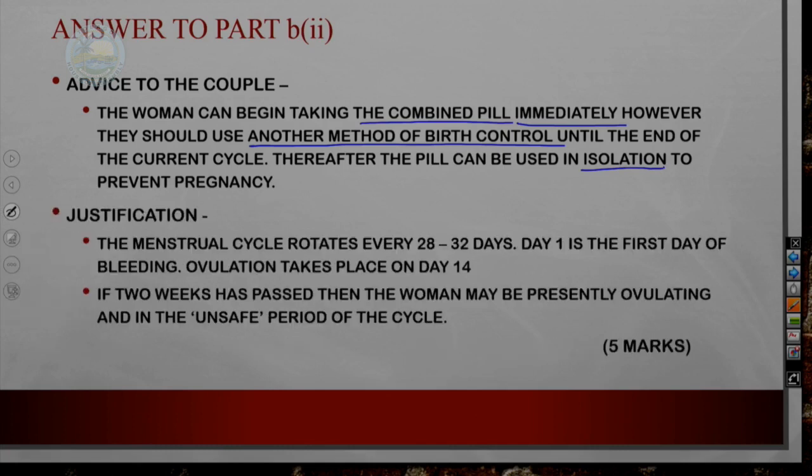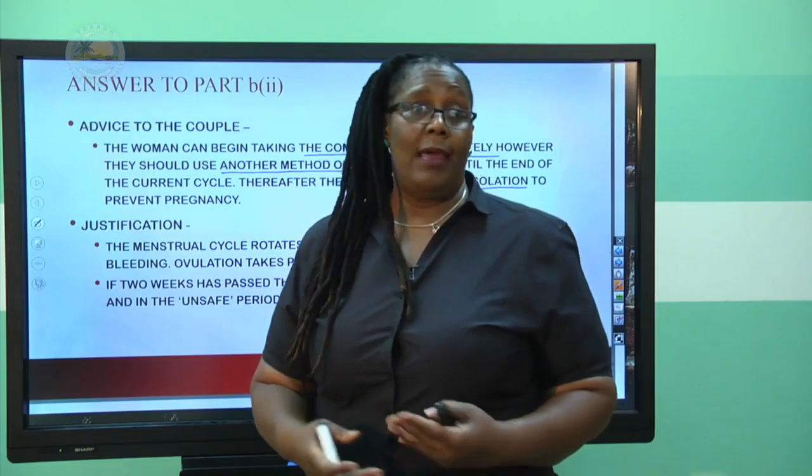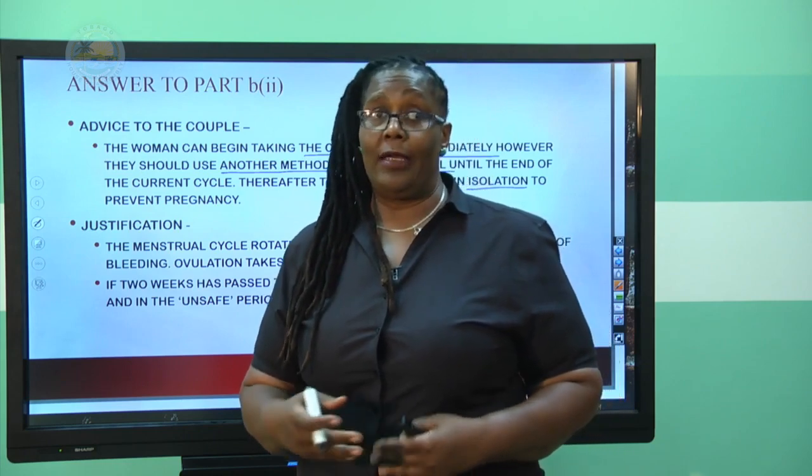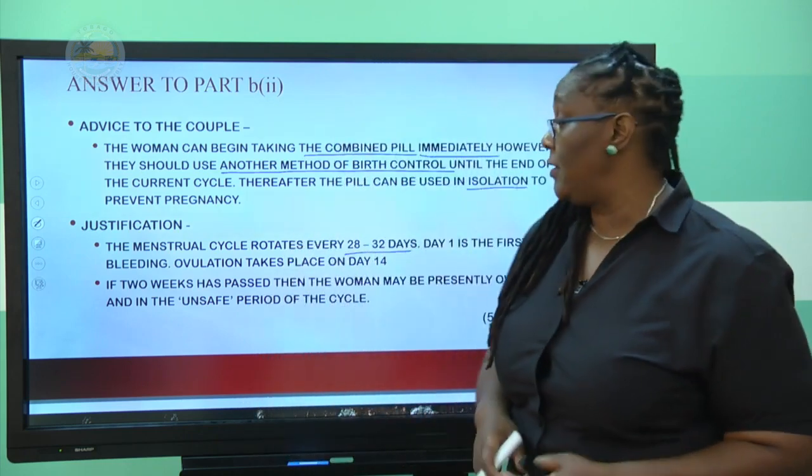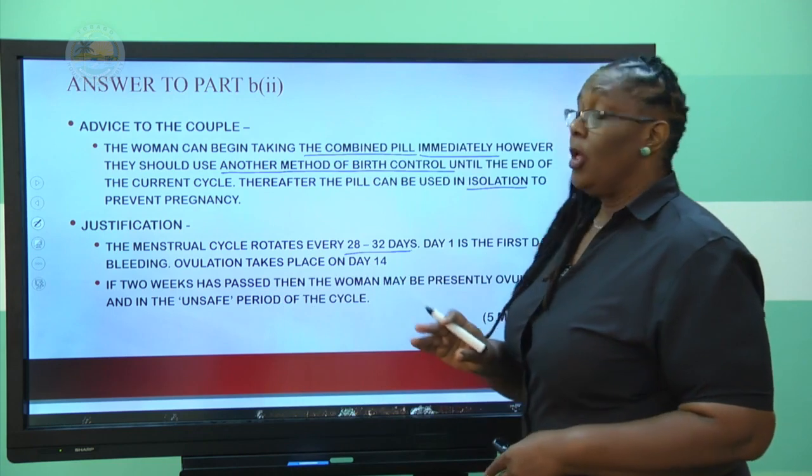Why is this advice given? The justification. The menstrual cycle rotates every 28 to 32 days. Now that is more or less normal. There are some people, however, who have a year cycle or a 3-month cycle and so on. There are differences in your cycle. So you have to know.